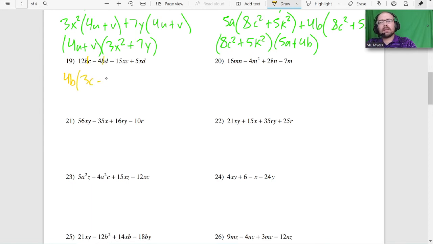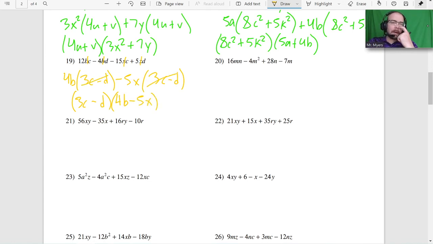3c minus d minus 5x, because x cancels. Then we would take 15 divided by 5, which is 3c minus d, because we're dividing out a negative 5x. All right, so 3c minus d, 3c minus d, 4b minus 5x. Okay. All right, let's see if we can go a little bit faster even than what we were doing.